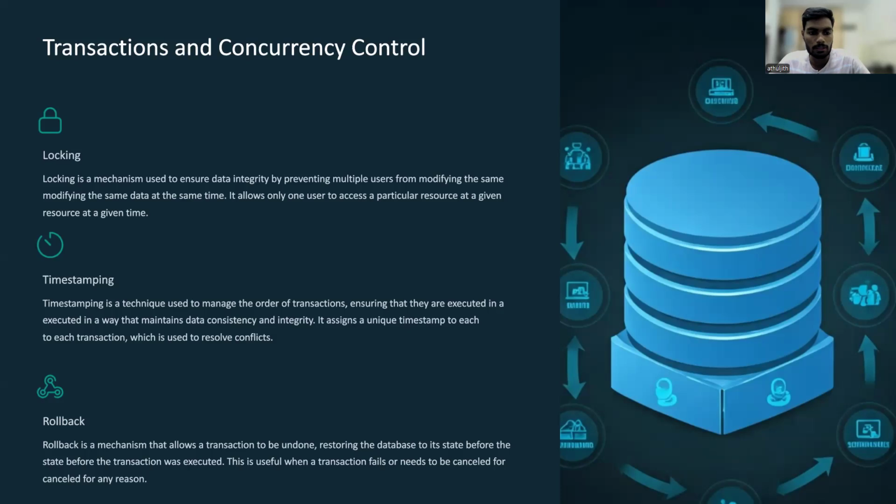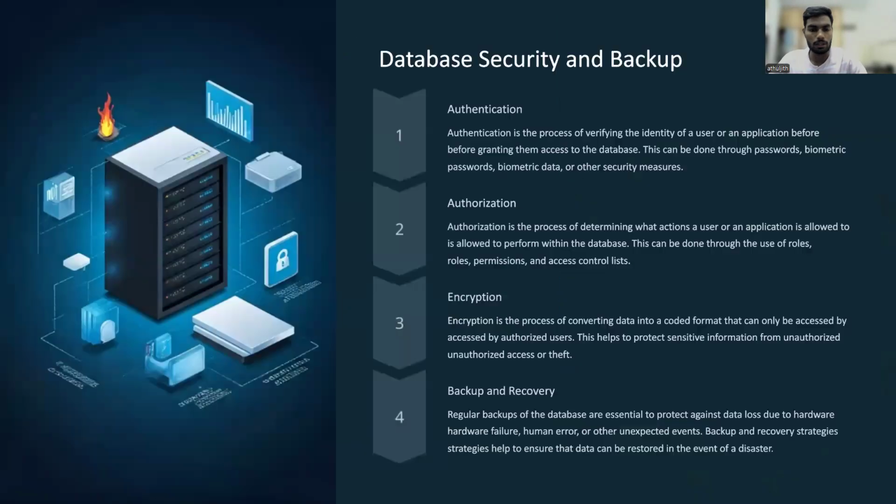Rollback. Rollback is a mechanism that allows a transaction to be undone, restoring a database to its state before the transaction was executed. This is useful when the transaction fails or needs to be cancelled for any reason.